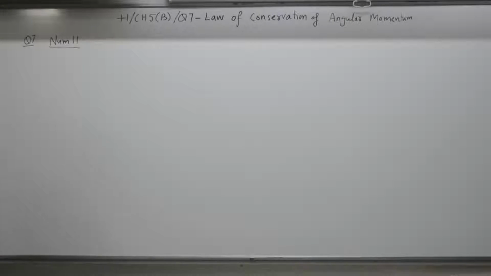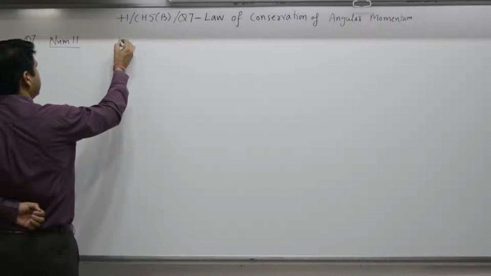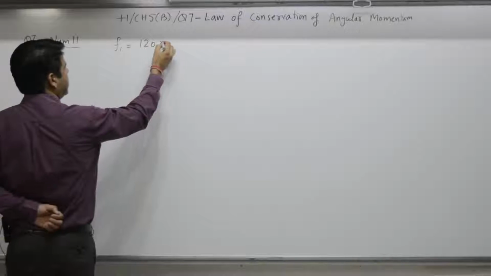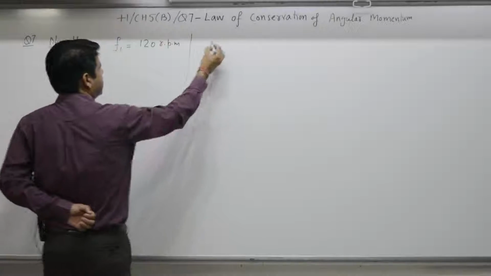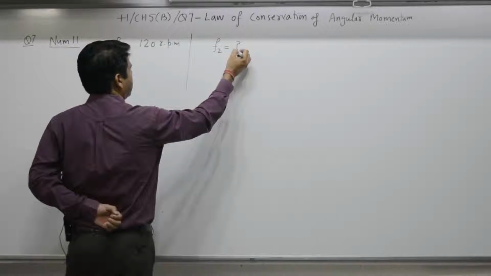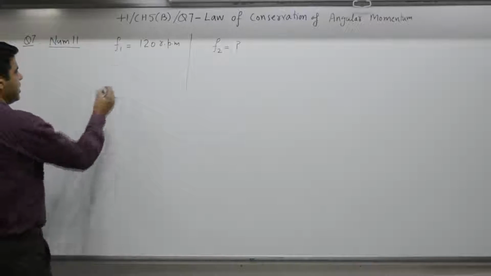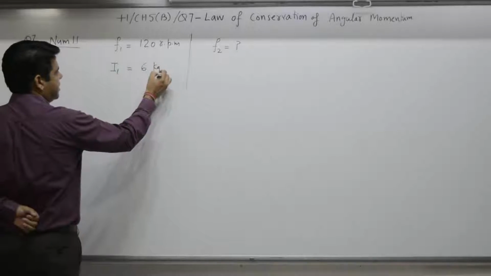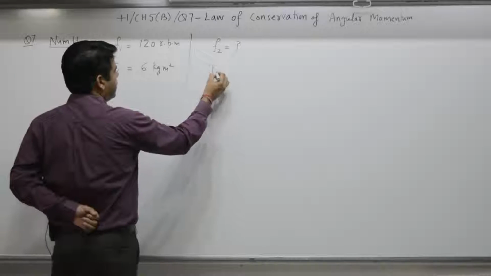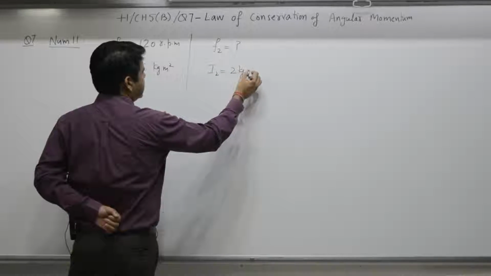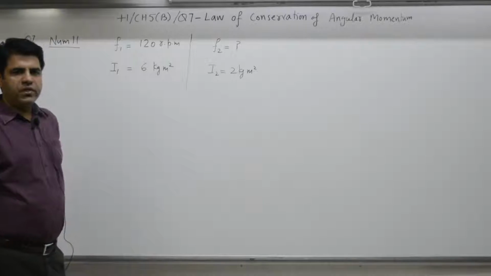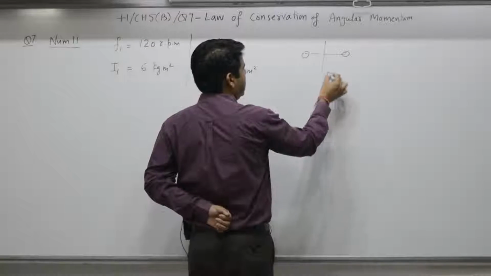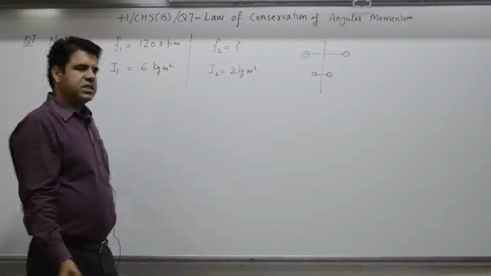What is given, what is required? Yes. Initial angular frequency, you can say, how much? 120 rpm. Second, moment of inertia initial: 6 kg meter square. Final moment of inertia: 2. Somehow the person on the chair has reduced the moment of inertia. If you want to draw a diagram, initially it was this one, now it is this one. Mass has come close.